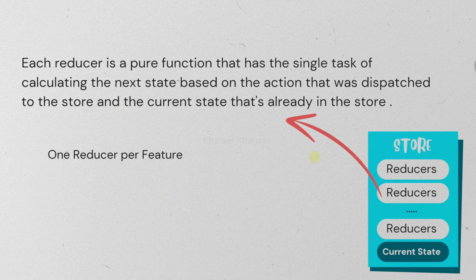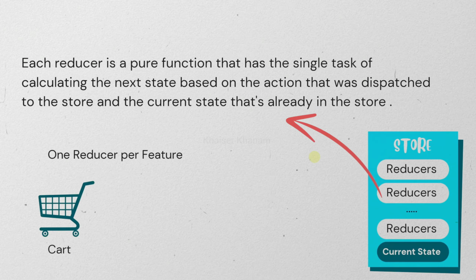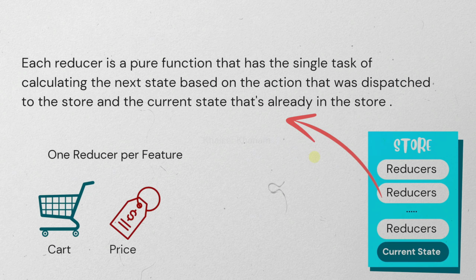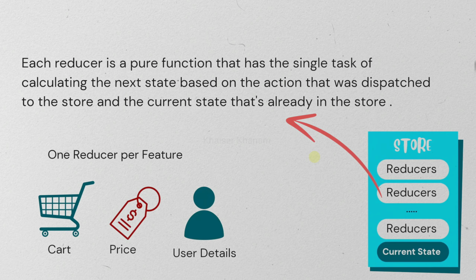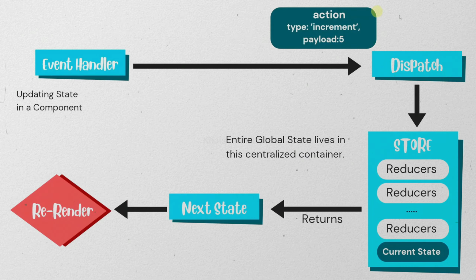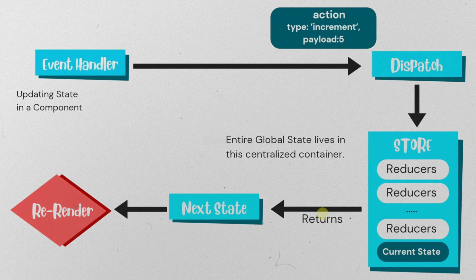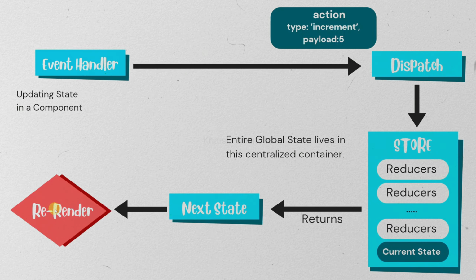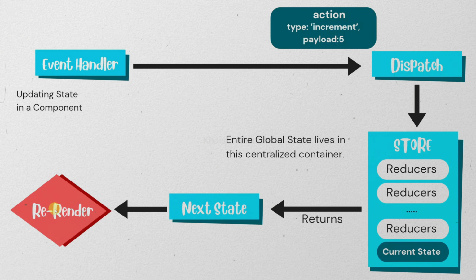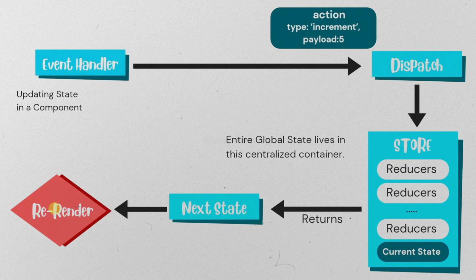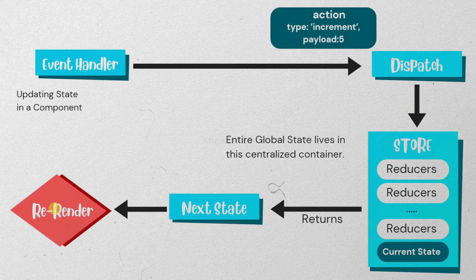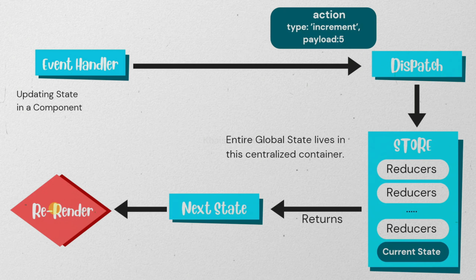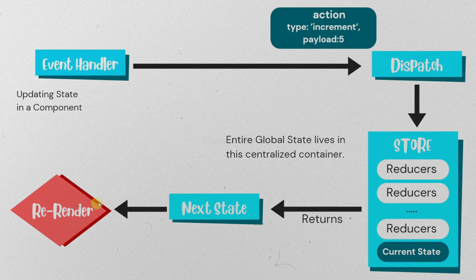Another example would be in a shopping app, where you can have one reducer for the shopping cart, one reducer for displaying the price, and one reducer for displaying user details. And again, once the action is dispatched, in return we get the next state. Once the state is updated, our component will be re-rendered. So the entire thing is the same. The only difference is that we are not dispatching the action directly to the reducer. Instead, we are dispatching to the store where we have multiple reducers.